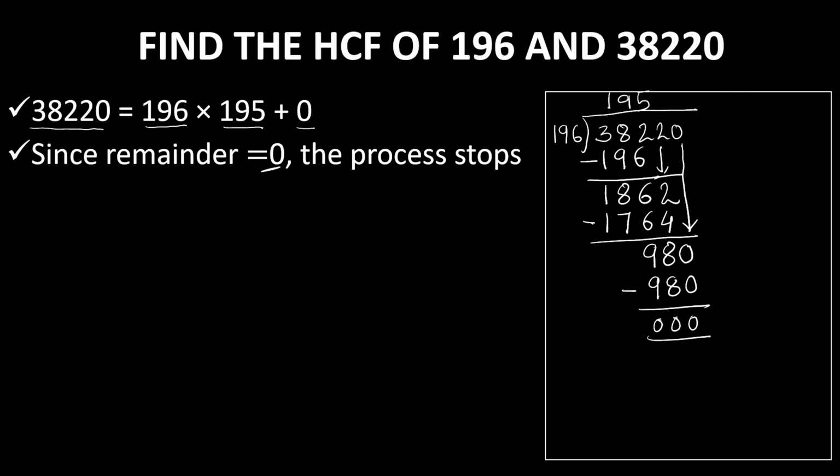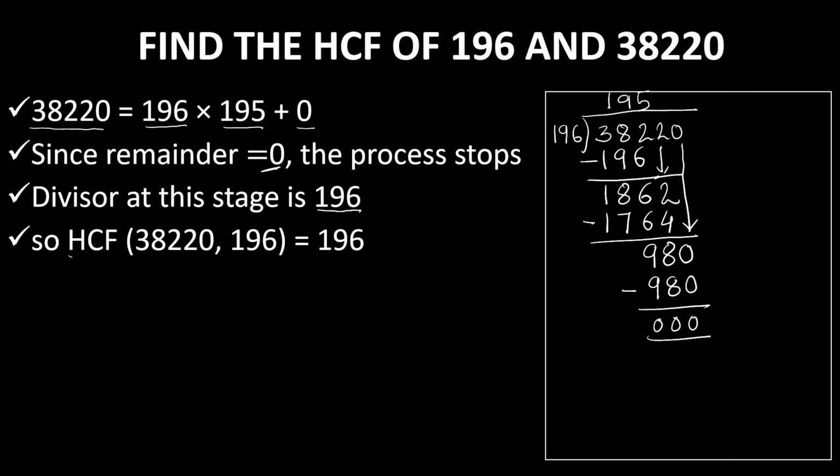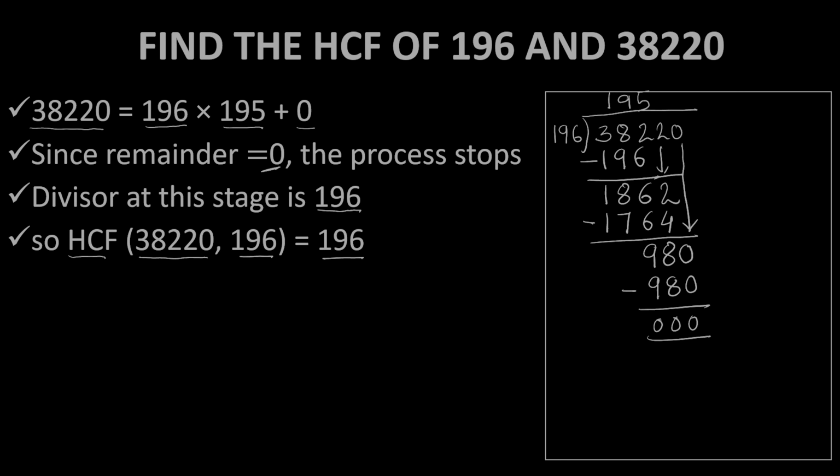Now, since remainder is equal to 0, therefore the process stops here. Divisor at this stage is 196. Therefore, HCF, highest common factor of 38,220 and 196 will be equal to 196. Now this is the third subpart of question number 1. Find the HCF of 867 and 255. Now it's very evident that 867 is greater than 255. So we will try to divide 867, considering it as dividend, with 255, considering this as divisor.